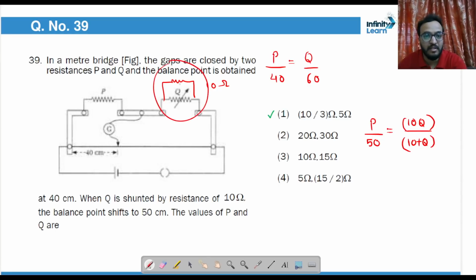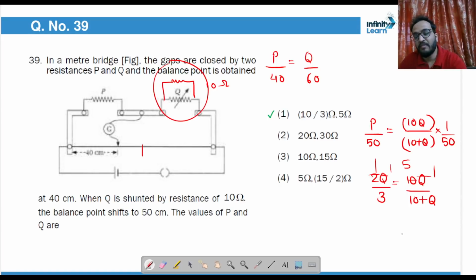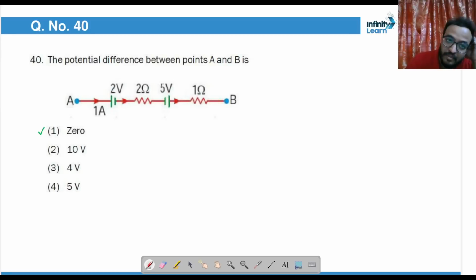This is the overall resistance here, upon 50. Why? Because this time it is 50-50. So you will say P is equal to 2Q by 3. Okay, P is equal to 2Q by 3 is equal to 10Q upon 10 plus Q. So Q and Q get cancelled. 2 ones are 2, 5 threes are 15. So Q is equal to 5 and P is equal to 10 by 3. Got it? So I guess the first option is correct. Done. Let's come to question number 40.